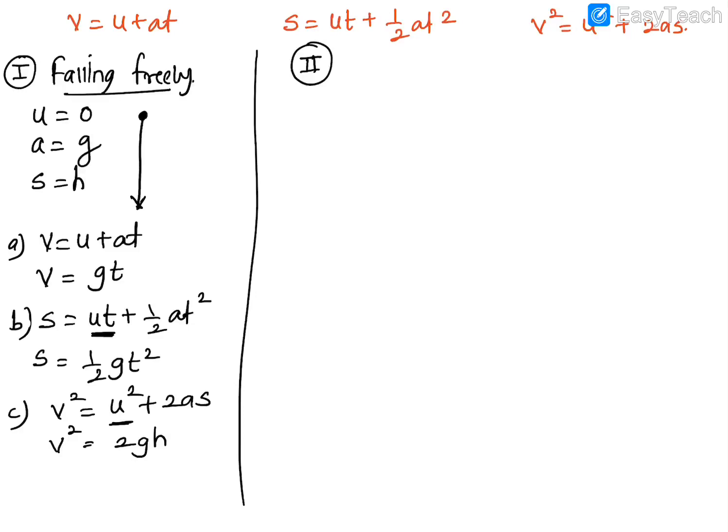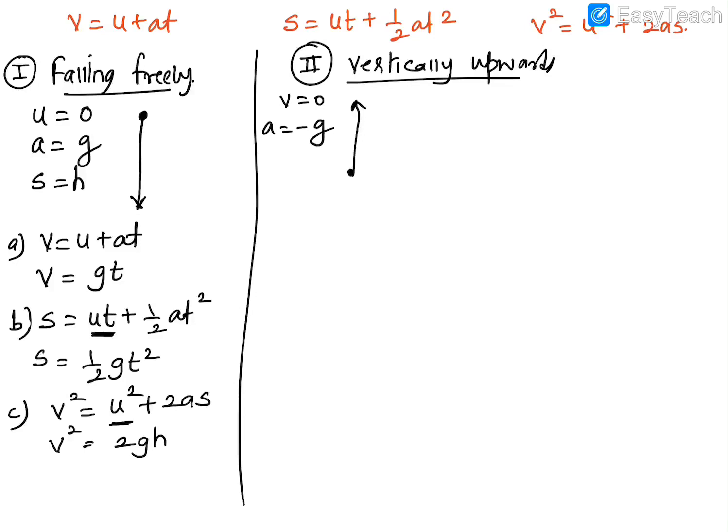Now the second type of questions is when a body is thrown vertically upwards. If you throw any object vertically upwards, what will happen? What can you say about its final velocity? It will be 0. Your acceleration will be equal to minus g because you are throwing upwards, so it is negative. Very, very important. And your s will be equal to what? h only.